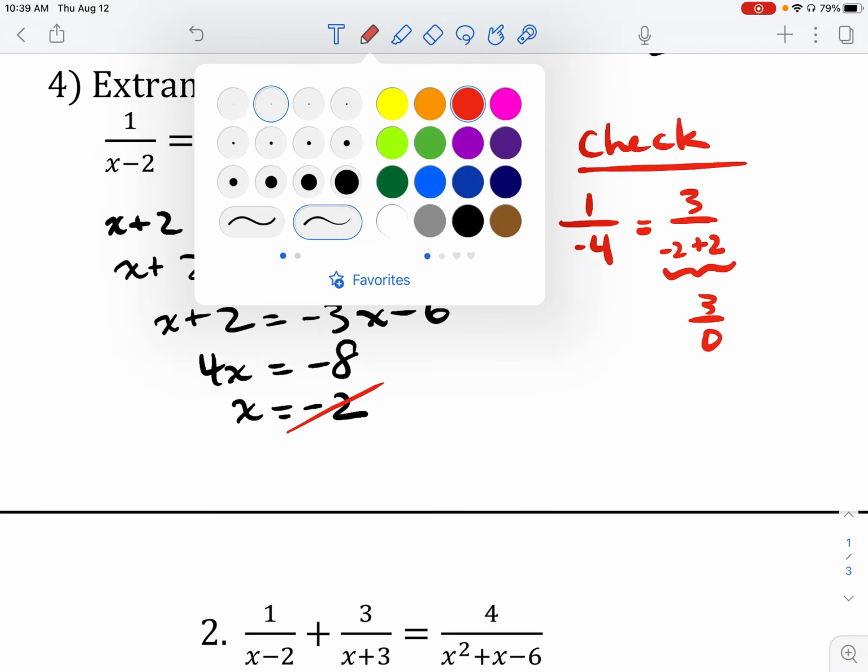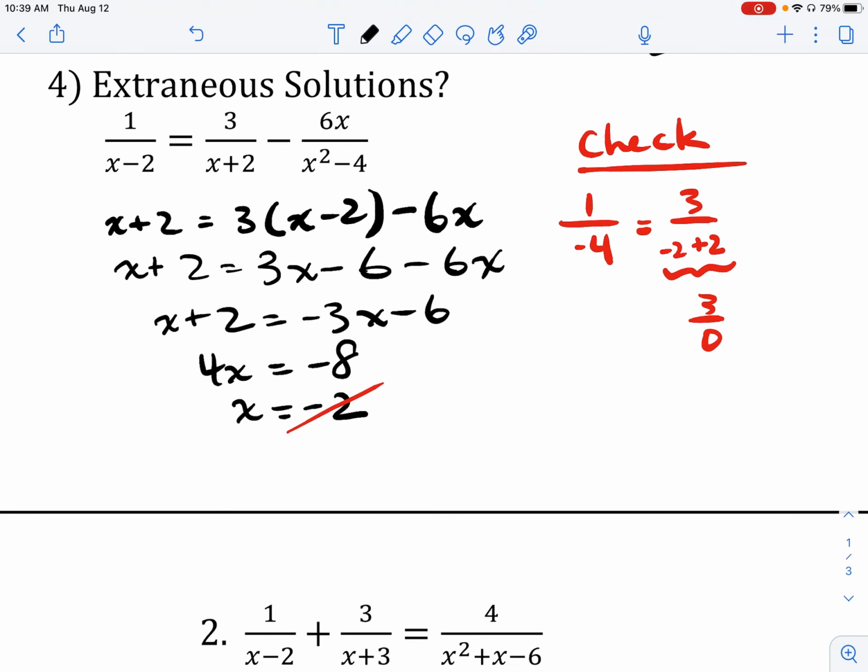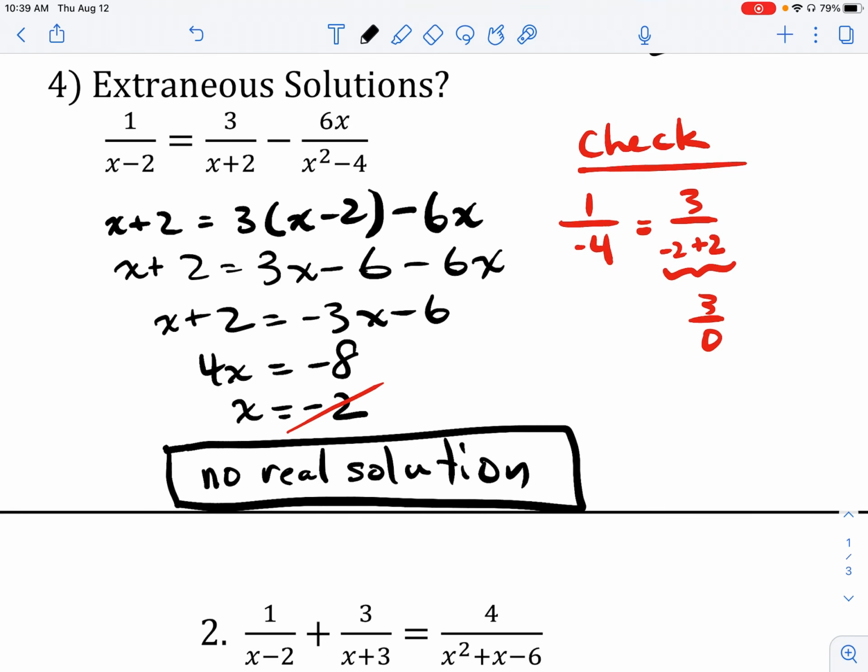We can't even determine that because we get something where we're dividing by 0. So if negative 2, the only value that we got algebraically, doesn't work, then what does that mean for us in terms of our final answer? We say that there is no real solution. There is no value that makes this equation work. There's no value for x that could make the left side equal to the right side.